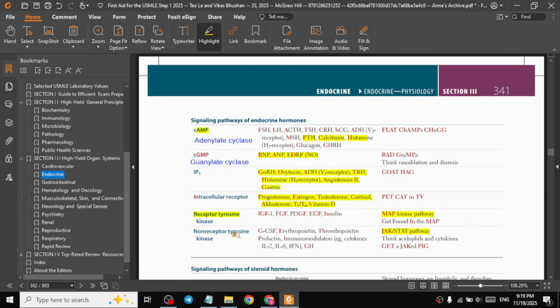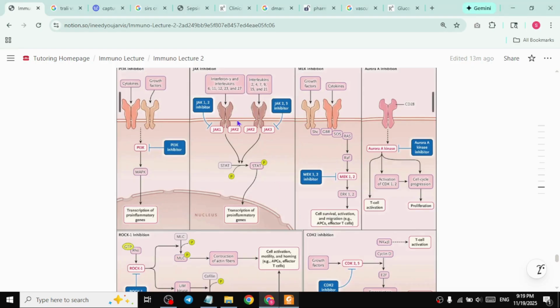you see non-receptor tyrosine kinases. You see the JAK-STAT pathway right here, right? So you see all the cytokines, IL-2, IL-6, IFN. How are they actually working? Through the JAK-STAT pathway. So any JAK inhibitor, any tyrosine kinase inhibitor, will lead to immunosuppression, right? MEK inhibitors, growth factors, and cytokines.